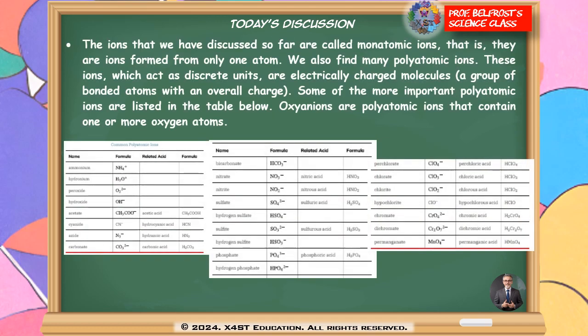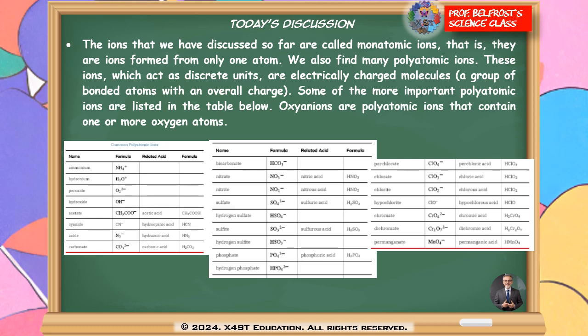The ions that we have discussed so far are called monoatomic ions. That is, they are ions formed from only one atom. We also find many polyatomic ions, and these ions, which act as discrete units, are electrically charged molecules or a group of bonded atoms with an overall charge. Some of the more important polyatomic ions are listed in the table below. Please pay attention, take a screenshot if it is needed.